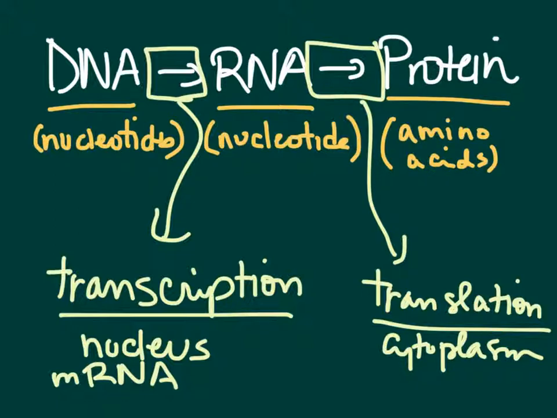Where do you get that amino acid from? Out in the cytoplasm, transfer RNA, tRNA, is going to bring all of the amino acids. So it carries them to it.